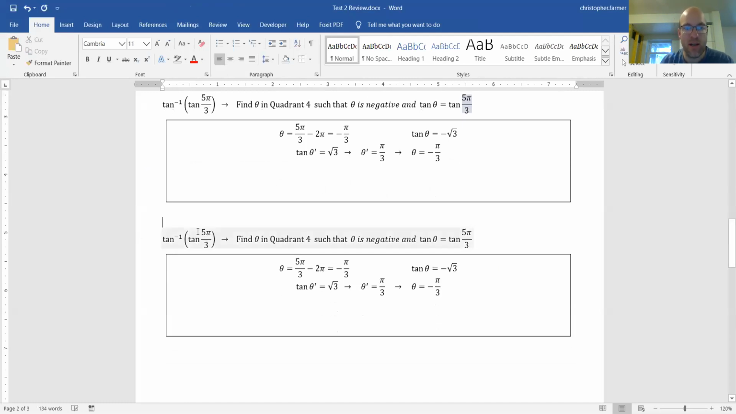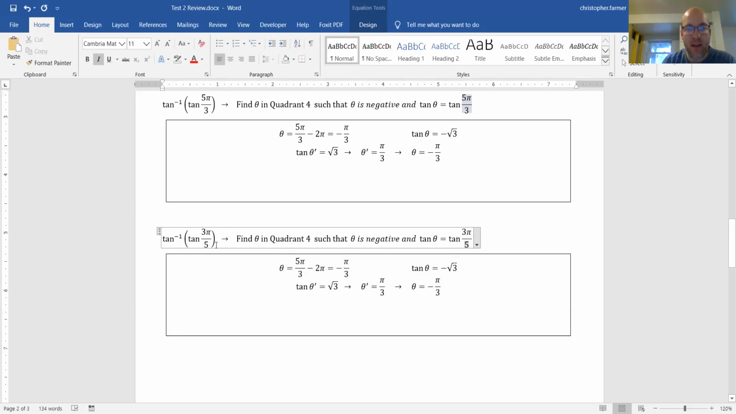Let's just keep the tangent here. But let's say that we're working with something just a little bit weirder. Maybe we're working with a 3 pi over 5. Okay, so instead of 5 pi over 3, we have 3 pi over 5. So of course that changes this over here as well, but there's a little bit more going on here.